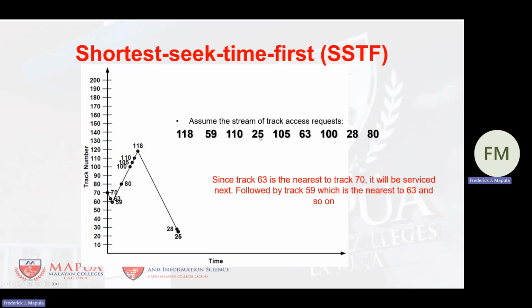Same again, we assume the stream of track access requests. The first one serviced is track 70. Now, the next to be serviced is 63, because it is the nearest.